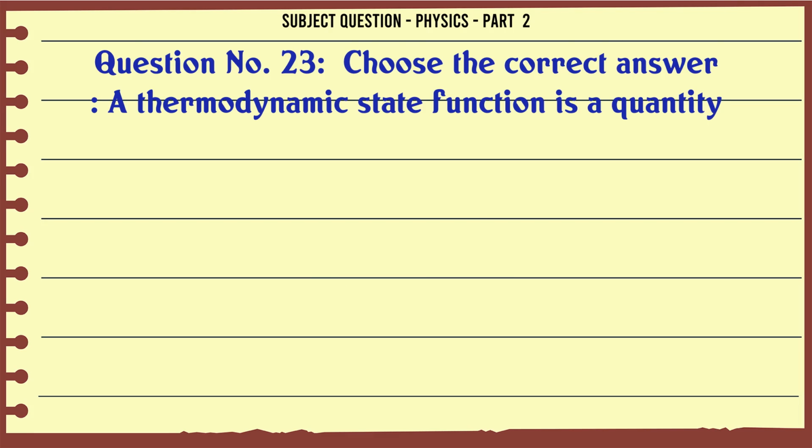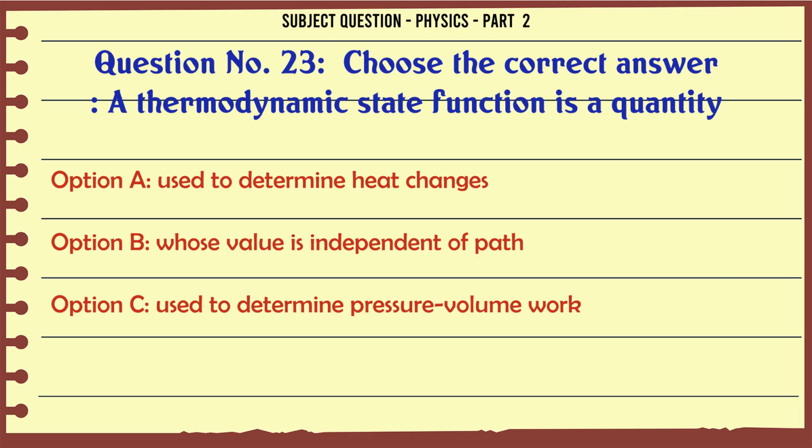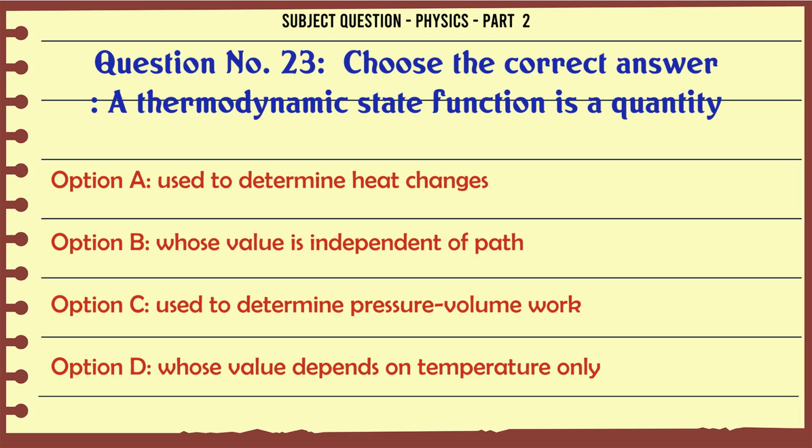Choose the correct answer. A thermodynamic state function is a quantity: A. used to determine heat changes, B. whose value is independent of path, C. used to determine pressure volume work, D. whose value depends on temperature only.